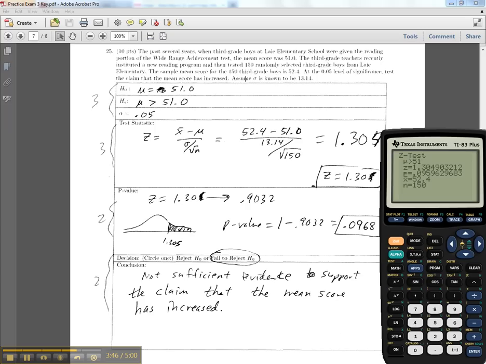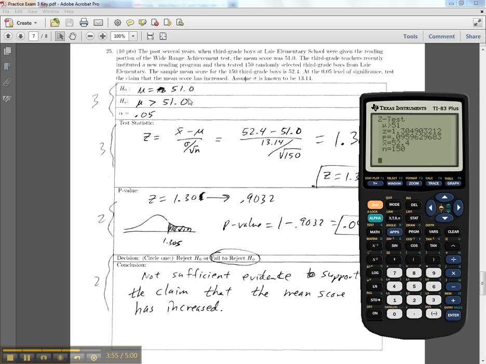So when you write the conclusion, you say there is not sufficient evidence to support the claim, this claim that the mean score has increased. So based on all of this, we cannot conclude that this reading program has improved the mean score. And that's it for number 25.